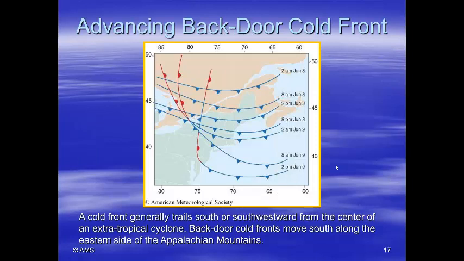Cold fronts generally trail south or southwesterly from the center of an extratropical cyclone. Backdoor cold fronts move south along the east side of the Appalachian Mountains.